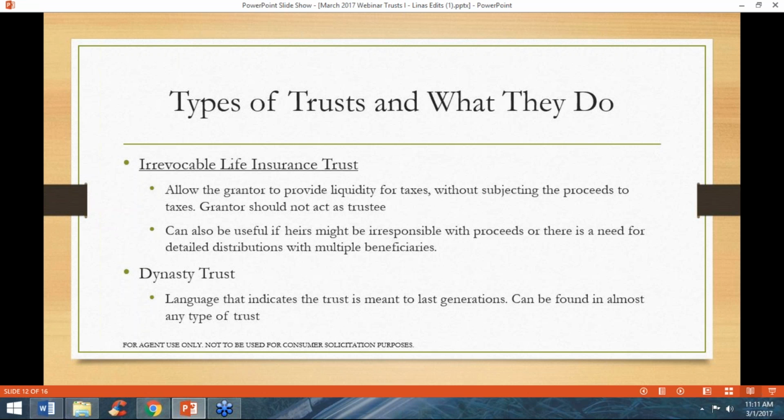Dynasty trusts are trusts that are intended to last a long time after the death of the grantor. The special language needed for a dynasty trust can be found in a testamentary trust, a revocable trust, and an irrevocable trust.